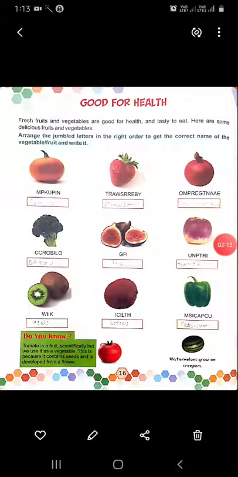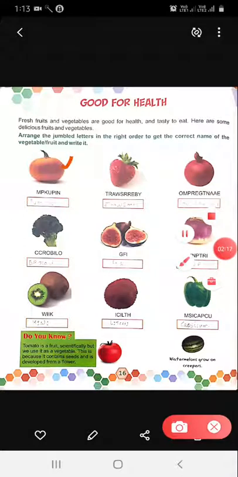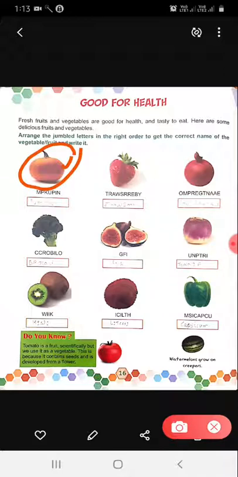The picture of the first fruit is kaddu, and the English word is pumpkin. So here you write pumpkin. In the same way, next, what is this?